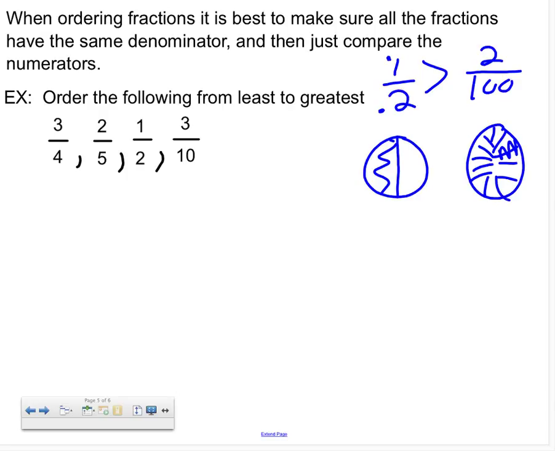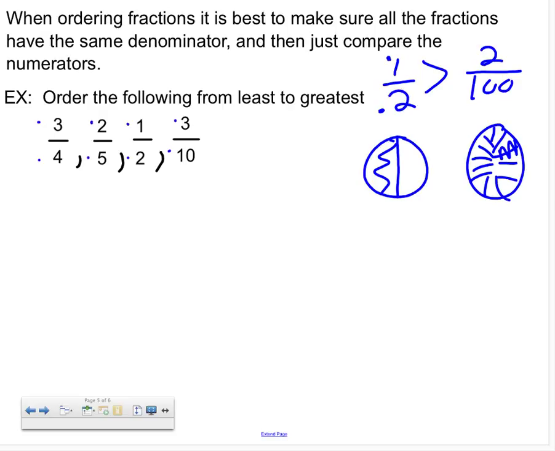We make the fractions grow at times until they all have the same bottom number, and then we can just compare the top numbers. Because if they all have the same bottom number, it's like I cut every piece of pie into the same number of equal pieces, and then I just need to figure out how many pieces I'm getting. So right now this says, what's better? 3 pieces out of 4, 2 pieces out of 5, 1 piece out of 2, or 3 pieces out of 10.